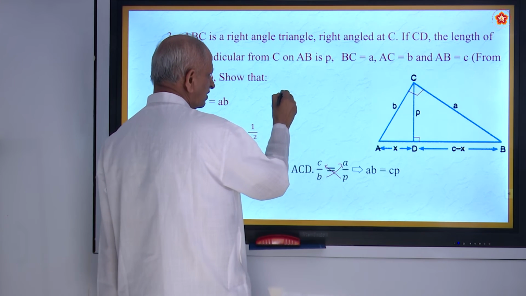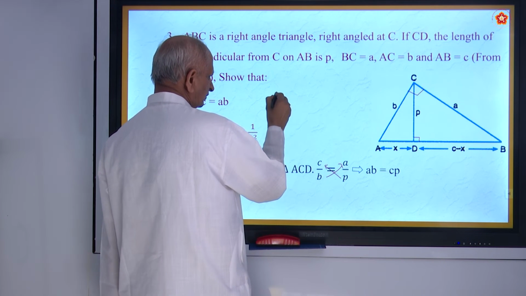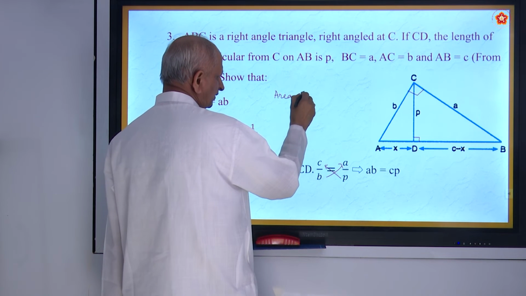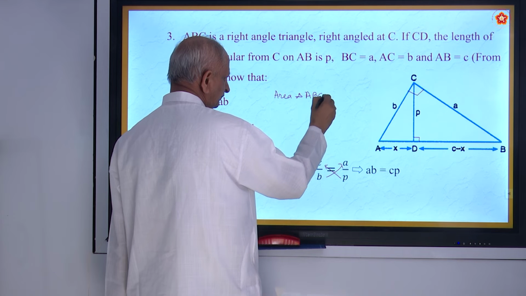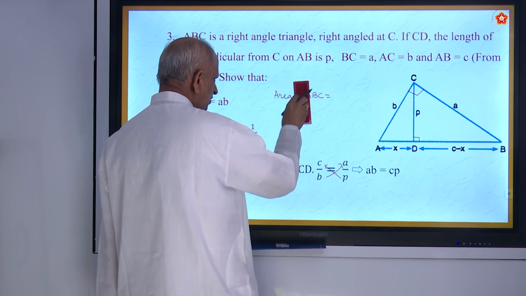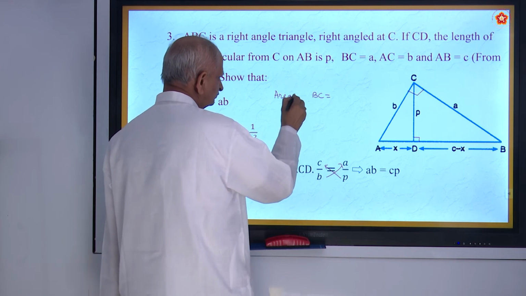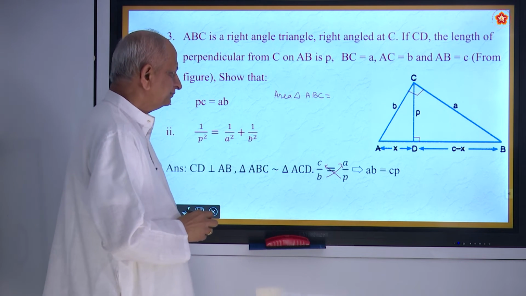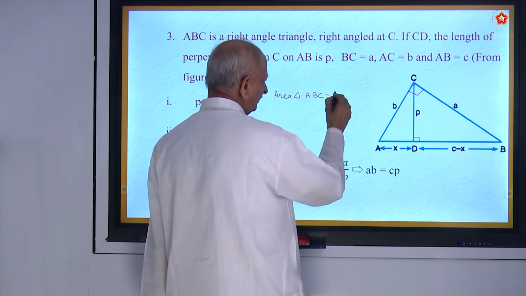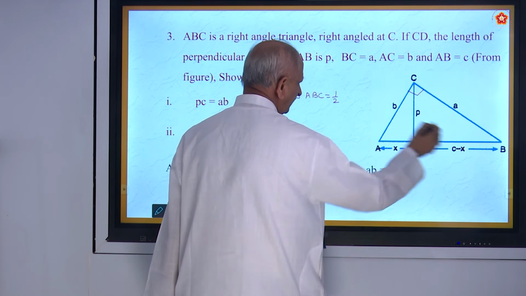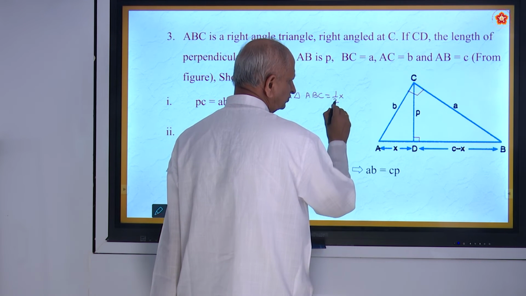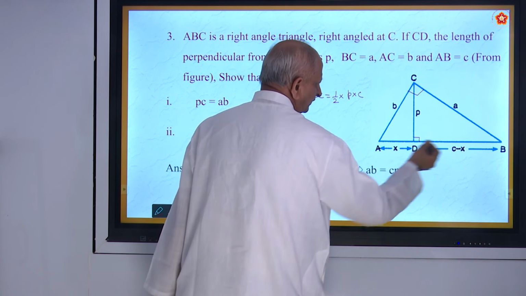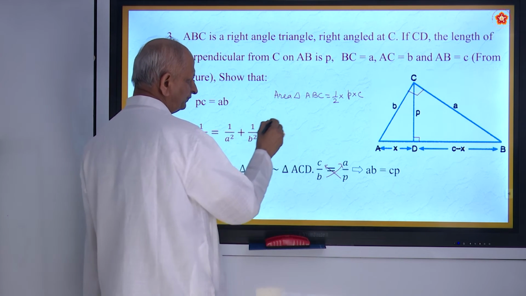You can get this result another way also. Suppose you take area, that also gives the answer. If you take area of triangle ABC is equal to half base into height. What is the base here? Suppose you take this as base, half into P into C. Height is P, base is C, half PC.